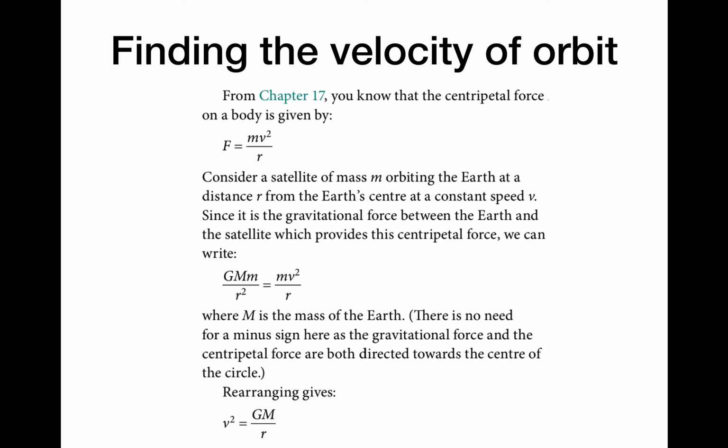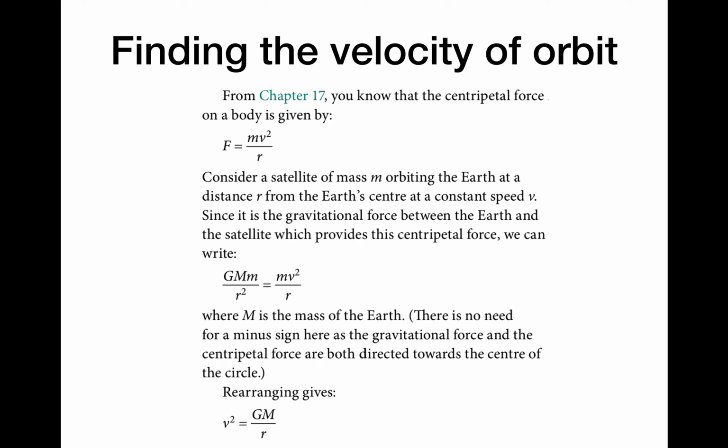So the calculation is also important. It talks about finding the velocity of orbit. So we know from previous knowledge that centripetal force is mv square over r, where m is the mass of the satellite, v is its velocity, and r is its distance from the center of the Earth, right? So the centripetal force is equal to gravitational force. The gravitational force equation was GMm over r square. Centripetal force is mv square over r. We equate these two and we make v the subject.